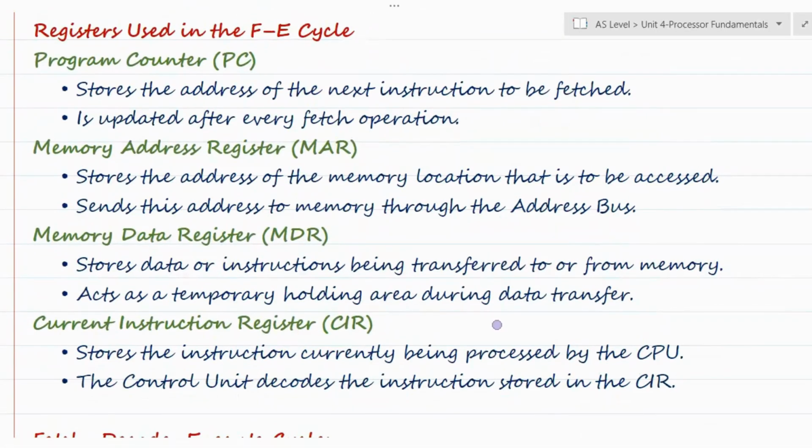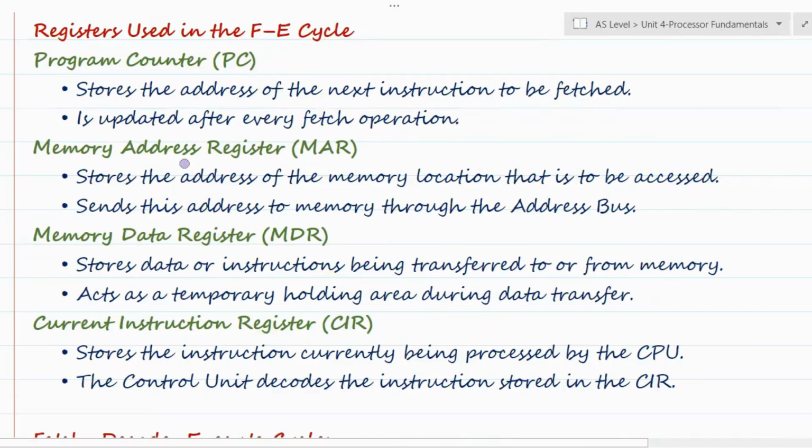Now, these are the registers which are used in fetch, decode, execute cycle. Let's quickly revise the registers involved in this. First of all, program counter. So we have learned about this in my previous video where we learned about registers. You can watch that video to revise, or just a brief about each one of these registers. That program counter, it stores the address of the next instruction to be fetched. It is updated after every fetch operation.